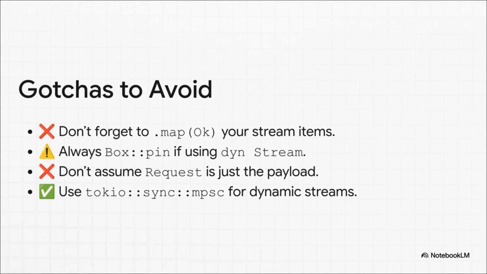First, and this is a big one, always remember to map your stream items into Ok. It's so easy to forget. Second, if you're building a dyn Stream yourself, Box::pin is the tool you're looking for. Third, don't forget that the request object isn't just your data payload. It can have really valuable metadata in it, so check it out. And finally, when you're making streams that are truly dynamic, like things are happening in real time, Tokio's mpsc channels are absolutely your best friend.